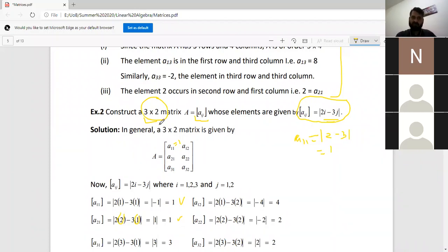So if they ask me about a 3 by 3 matrix, then I will write one more column, A31, A32 and A33. All right.